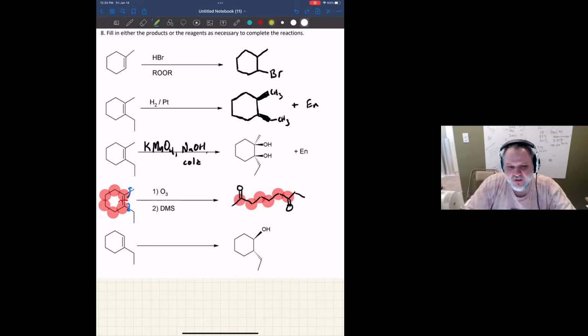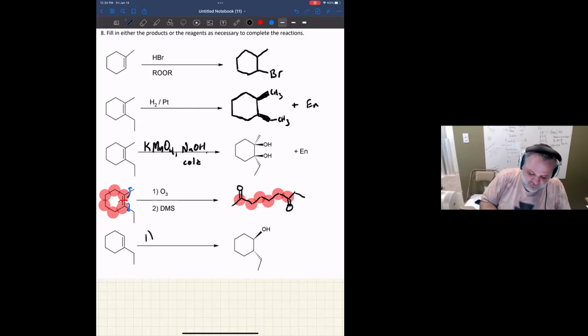Okay, so the next one is a situation where I have an alcohol, but it seems to have added at the least substituted position. So it's an anti-Markovnikov addition of an alcohol. And it's also a syn addition. Take a look here. The hydrogen does get added across the double bond, and it's pointing the same direction as the alcohol. So the only reaction that forms an alcohol in an anti-Markovnikov position, and also happens to be syn addition, is hydroboration oxidation. And so that's the answer for this one.